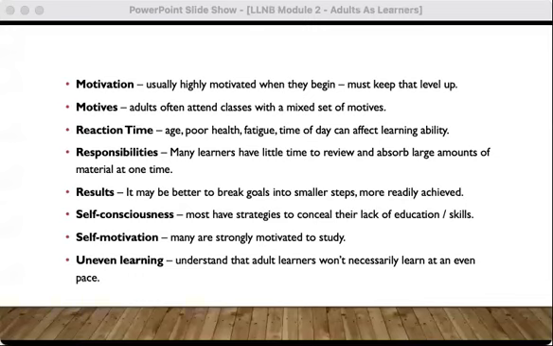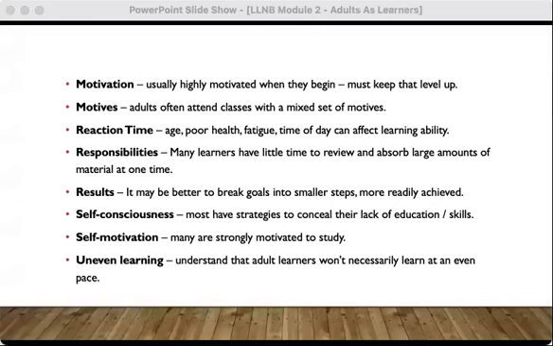Reaction time. Increased age or poor health or even fatigue can affect the reaction time, vision, and hearing of our adult learners. Even the time of day can be a factor in how effective learning is. However, learners do not lose their capacity to learn simply because they are no longer children.